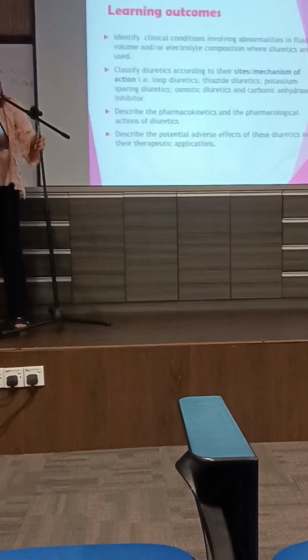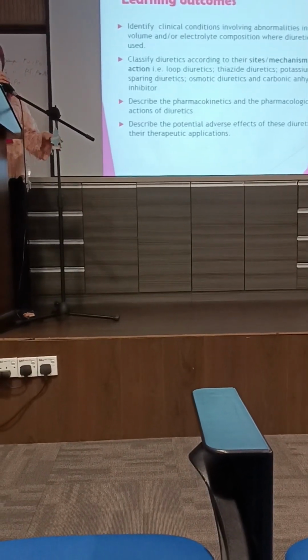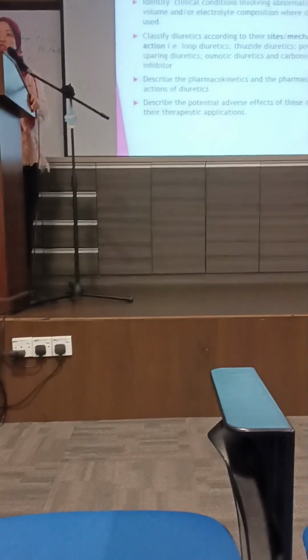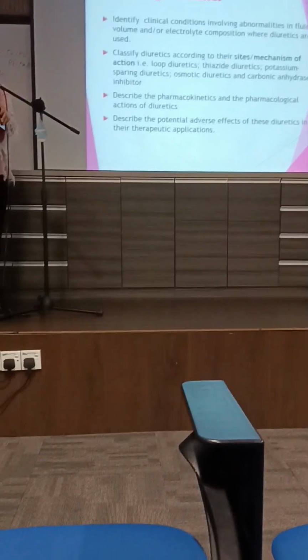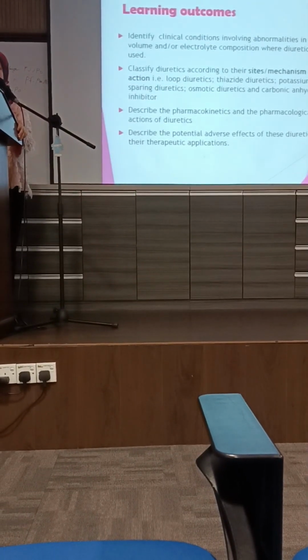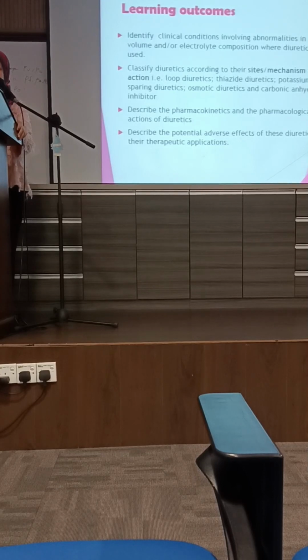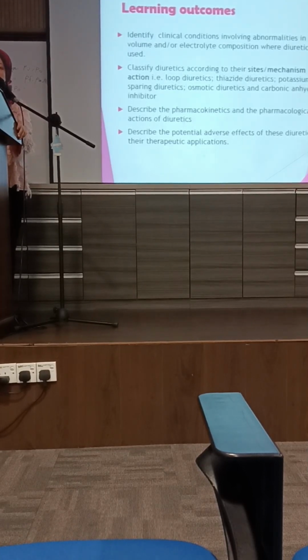Clinical conditions involving abnormalities in fluid volume or electrolyte composition where diuretics are used. Classify diuretics according to their sites and mechanism of action. Describe the pharmacokinetics and pharmacological actions of diuretics. And lastly, describe the potential adverse effects and their therapeutic applications.